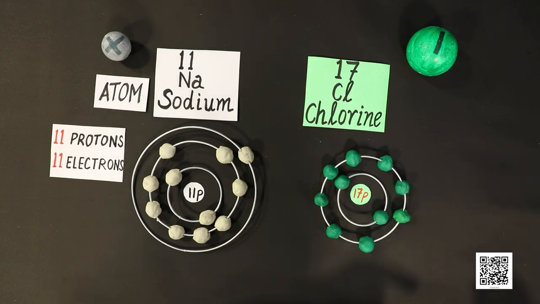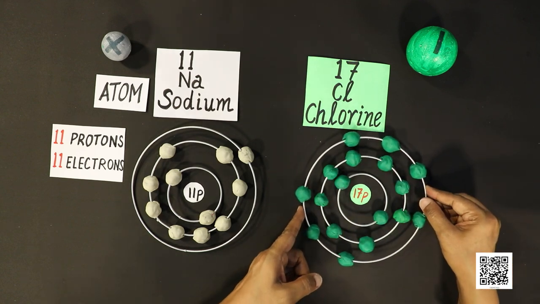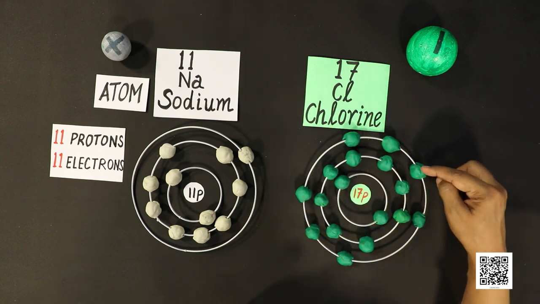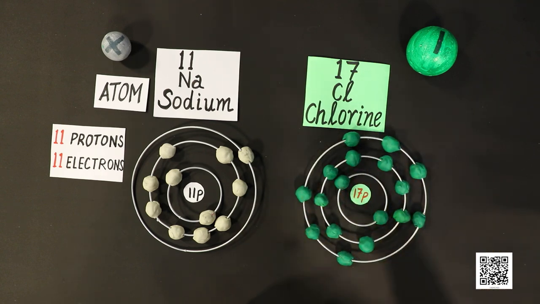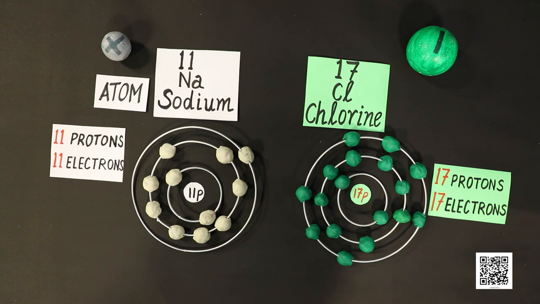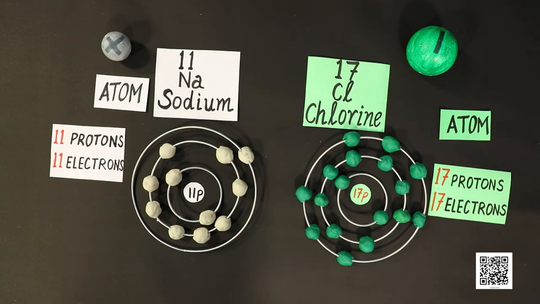Yes, 8 electrons. And now, in the outermost shell, count the number of electrons. Yes, 7 electrons. So this is 1 electron short of its octet. So this is how the chlorine atom looks like, and it has 17 protons and 17 electrons. So this is electrically neutral.